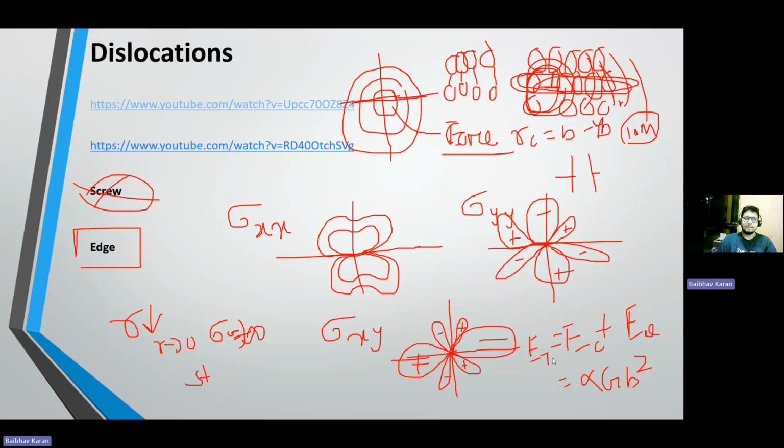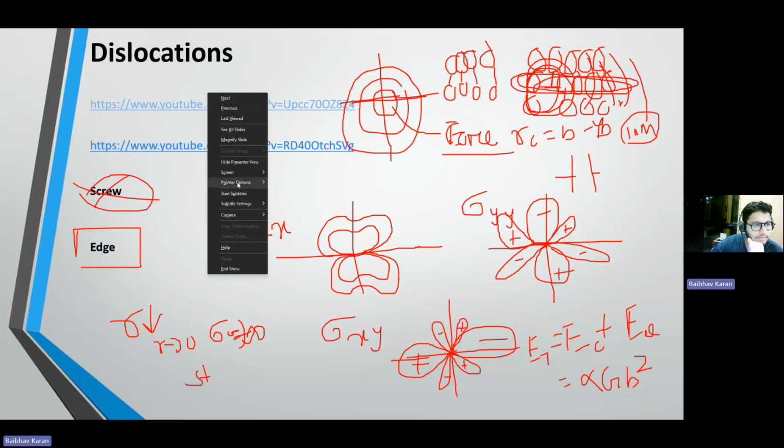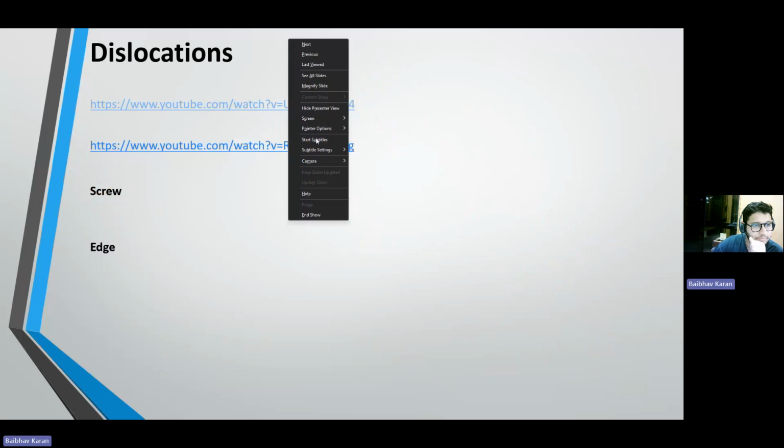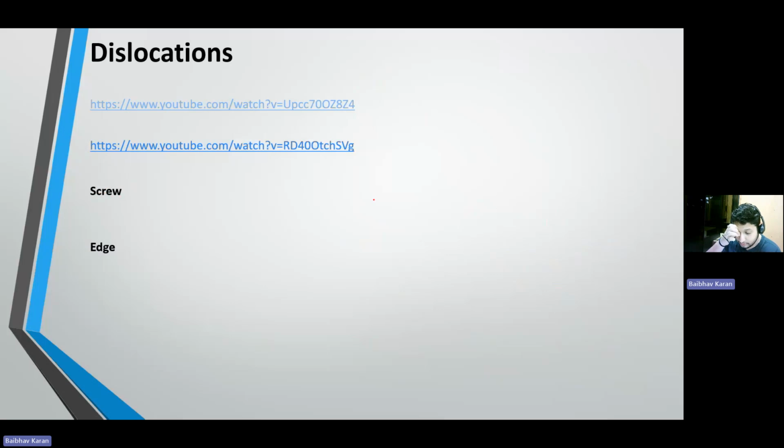Then another point: there are dislocations, they are moving, and they may interact with each other. The screw may interact with the edge, the edge may interact with the screw. Anything can happen. Of course, the dislocations will interact with each other. And these interactions of dislocations are defined by two things. One is glide force, one is climb force.